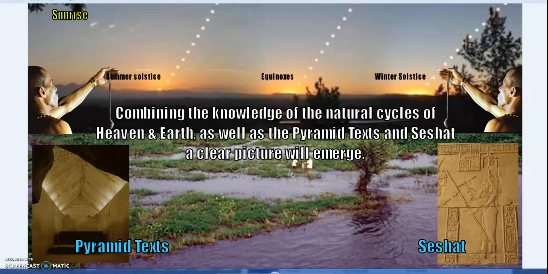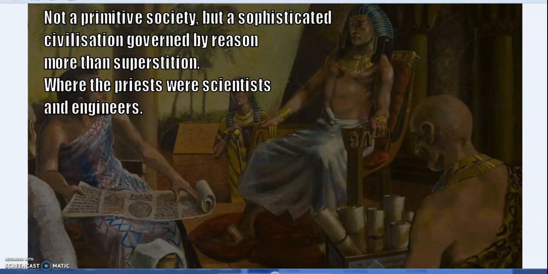So if we're going to combine the knowledge of natural cycles, the cycles of heaven and earth observed through astronomy, as well as the pyramid texts, and look at the legacy of Seshat and what her role was, especially in architecture, we're going to develop a very clear picture. This was not a primitive society, but a sophisticated civilization governed by reason more than superstition. The priests were scientists and engineers.